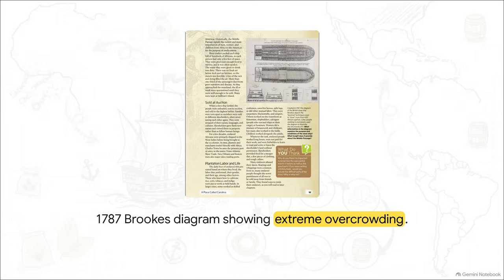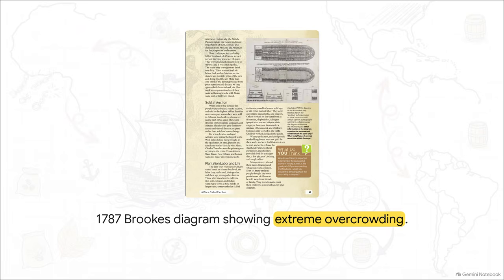There's a famous 1787 diagram of the British slave ship Brooks, and it really exposes the extreme overcrowding and inhumanity designed to maximize a ship's carrying capacity. In fact, this historical document was used later by abolitionists to show the world the horrifying reality of the trade.